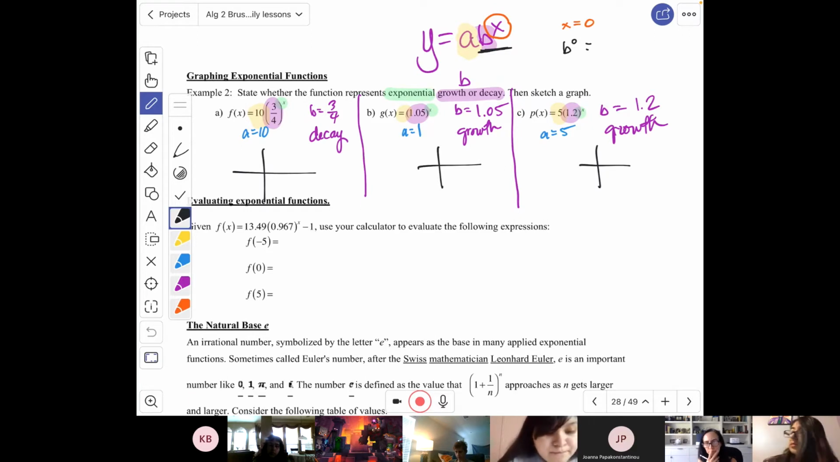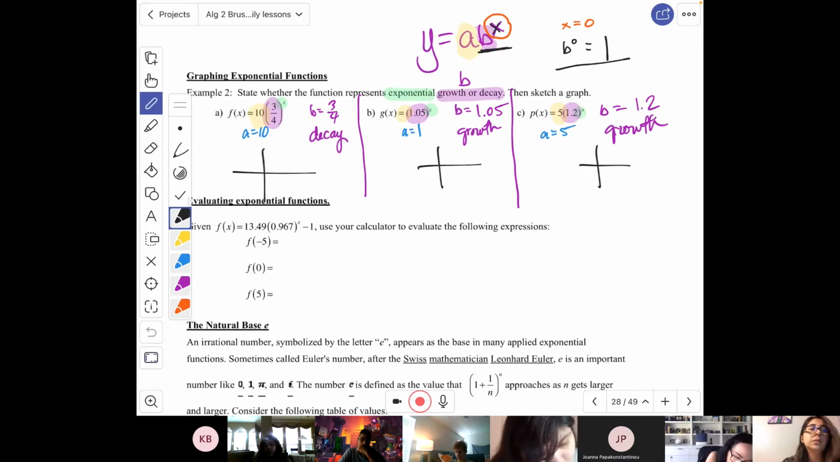Does anybody know? Christopher, you should know now, because you said something earlier. What is b to the 0 power? It's not b to the 1, it's b to the 0. You're very close. If you take any number and raise it to the 0 power other than 0, it is 1.